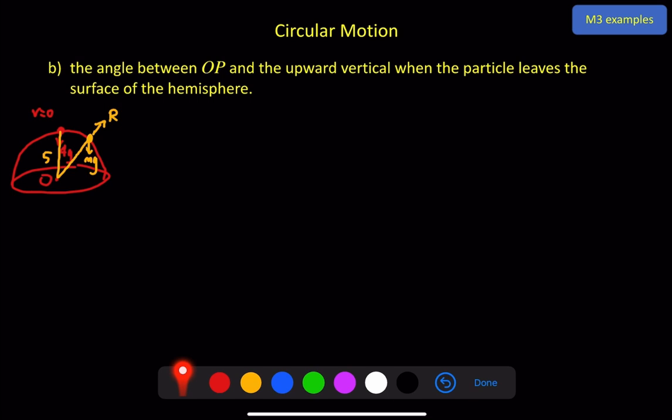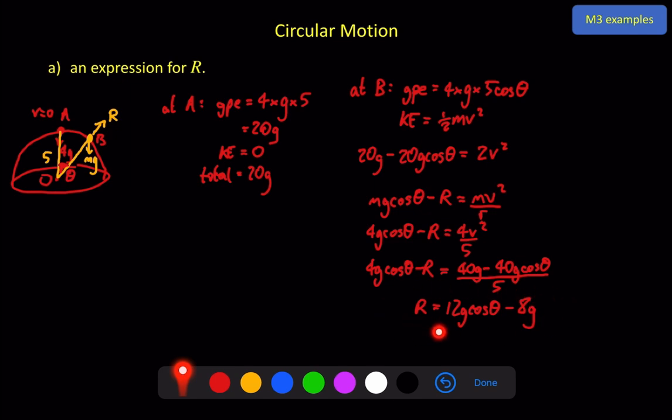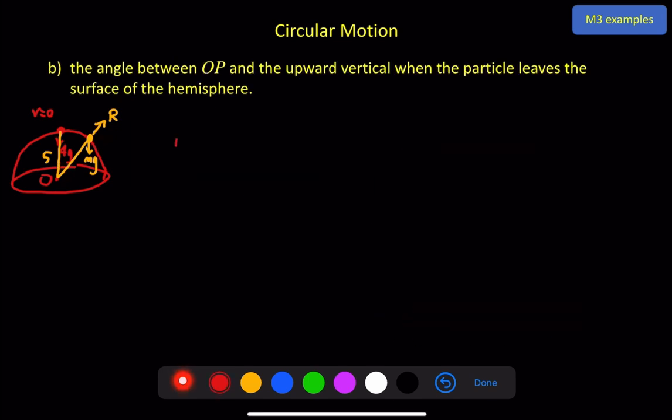Similar to the previous example, we now need to find where that is equal to 0, the angle between OP and the upward vertical when the particle leaves the surface of the hemisphere. In our previous question, this is when the string went slack, T was equal to 0, but here where it leaves the surface of the hemisphere, the normal reaction force disappears. So effectively we're asking, when is this expression equal to 0? So R is equal to 12g cos theta minus 8g, and that has to equal 0. Quick bit of rearranging gives us our answer.